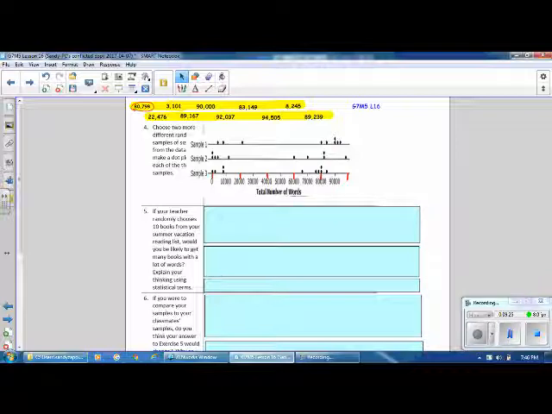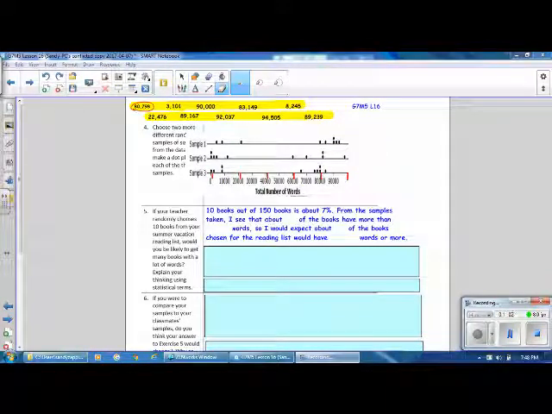If your teacher randomly chooses 10 books from your summer vacation reading list, would you be likely to get many books with a lot of words? Explain your thinking using statistical terms. Well, first you want to think, what is a lot of words? A lot of words to you might mean 500 words. So let's use this comparing from 0 being few words, and anything up at the upper range over here as being a lot of words. 10 books out of 150 books is about 7%. 10 divided by 150 is 7%.